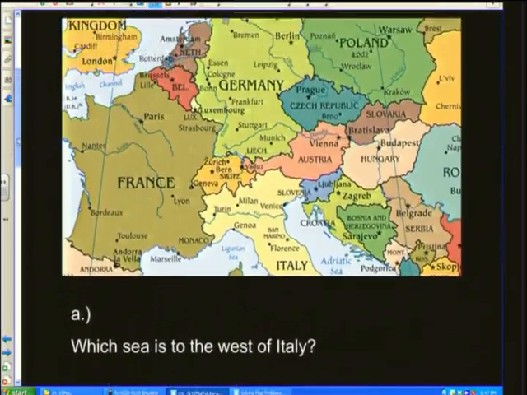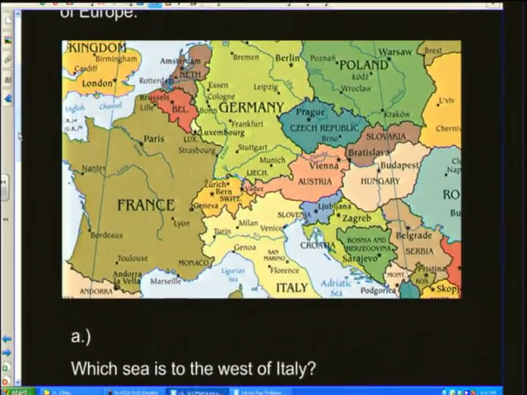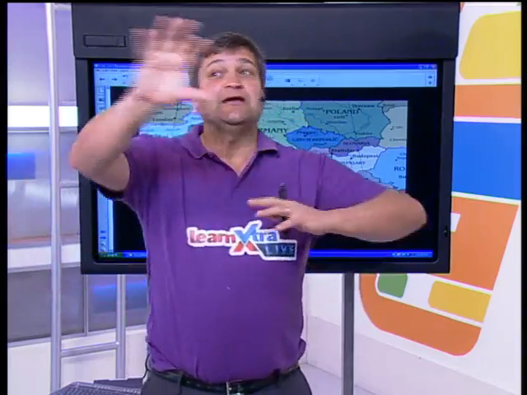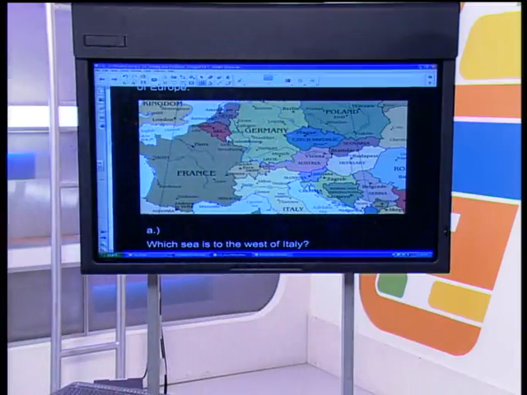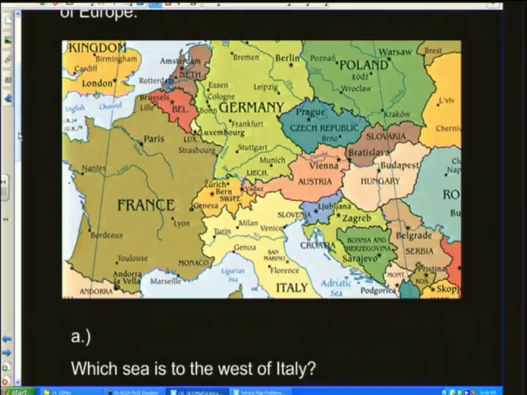Which sea is to the west of Italy? Now remember that in a paper 1, an examiner can start with very basic questions just to make sure you're understanding the layout of the map. They're also trying to find out, do you know your different directions? Please understand this comes from a paper 1, so they are basic questions. Okay, so here we go. Which sea is to the west of Italy?